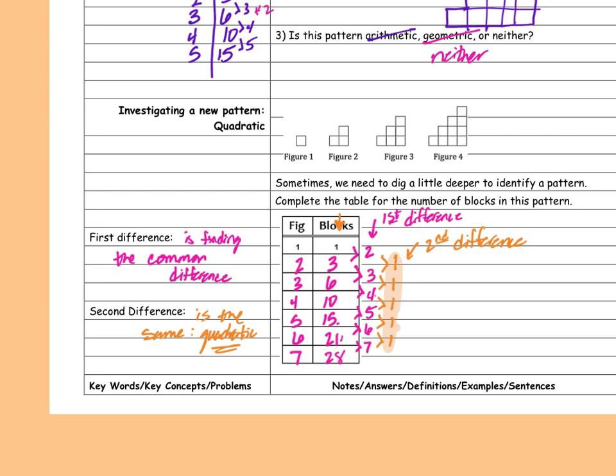So this is called a quadratic. So let's go for a second. Remember my second difference was constant. It's all the same. They're all ones, right? So that means that they're all the same number. Is everyone okay with that?